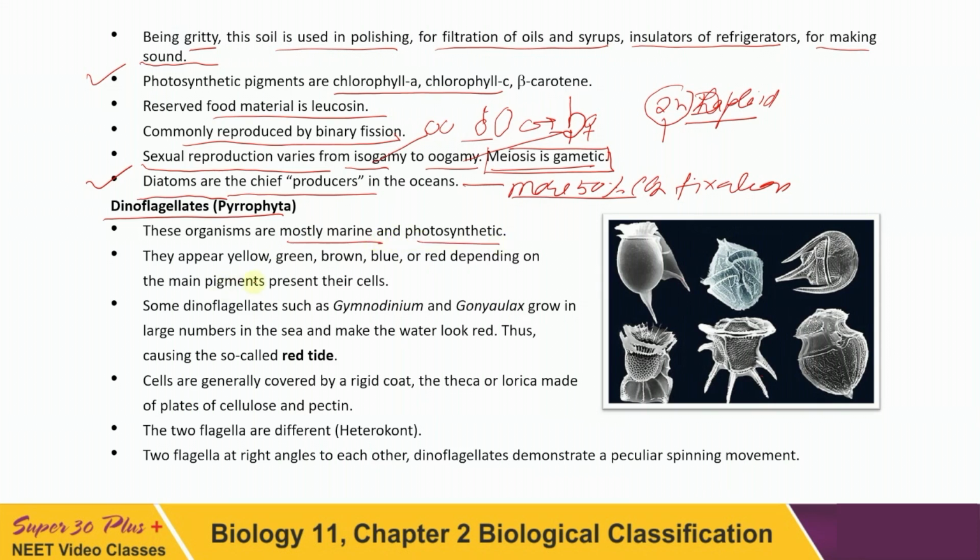They appear in different colors: yellow, green, brown, blue or red, depending upon the main pigment present in their shell.